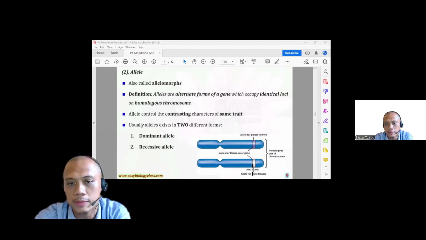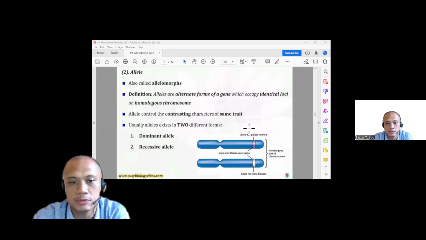And what do we call that position in there? The position would be the locus or loci on the homologous pair of chromosomes. These segments, or loci, this is the location, would carry a specific gene or a specific trait. For this instance, this is the flower color. So take note of the terminologies.